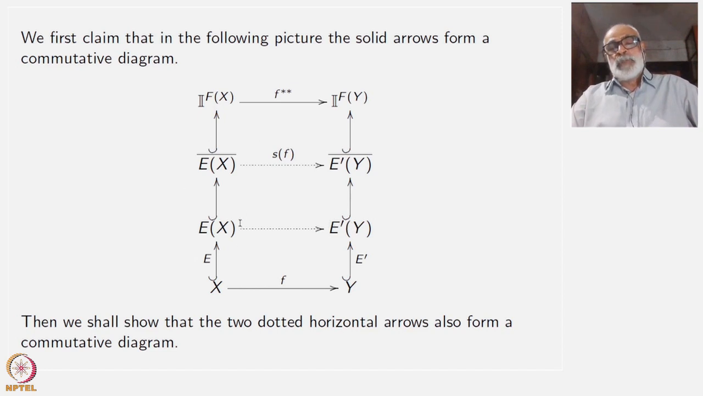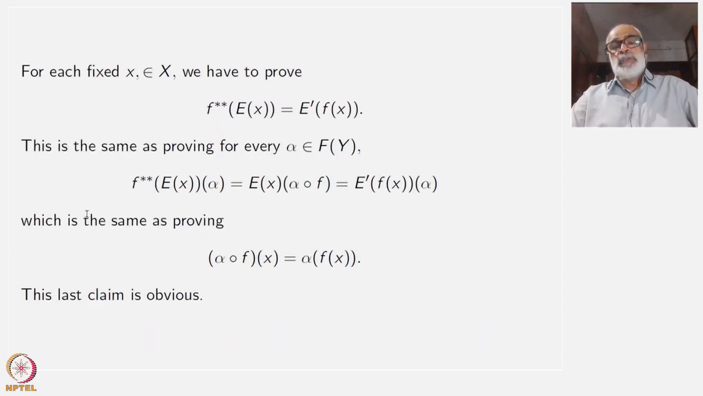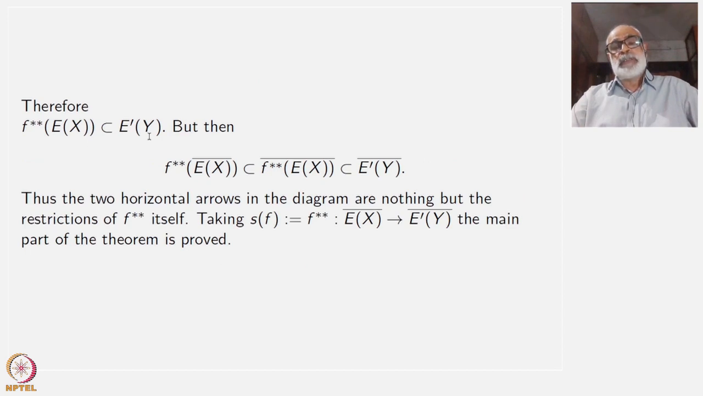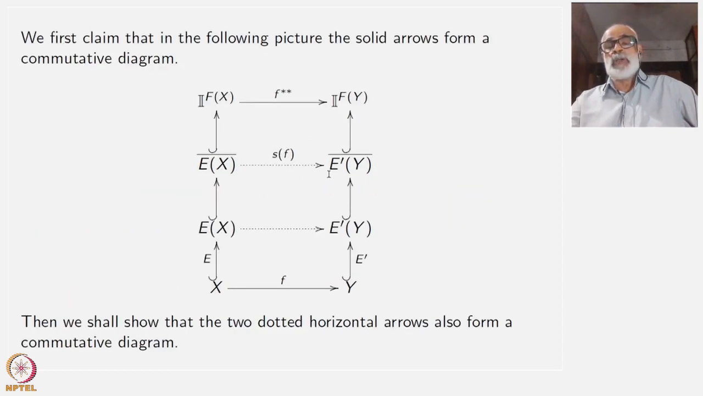Any point Ex is nothing but coming from E of this one. F double star of that, by definition, is equal to first F of something and then E prime of it. E prime of this is E prime of Y, and then that is the inclusion map. So that is purely an observation, right? Once you have that, when you take the closure and then F double star, by continuity of F double star, it is contained inside F double star Ex, then take the closure. This is already inside E prime of Y, so it's contained inside E prime Y closure. All right. So this dotted arrow is also justified, and you just name this SF.